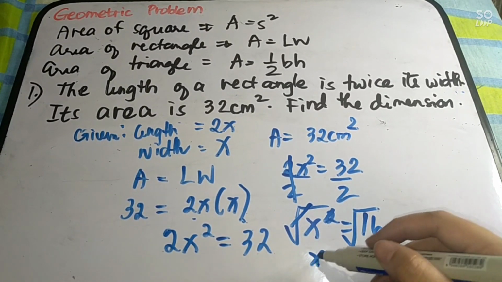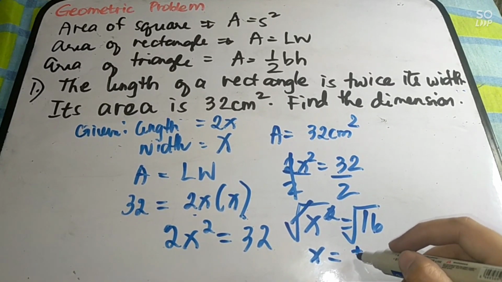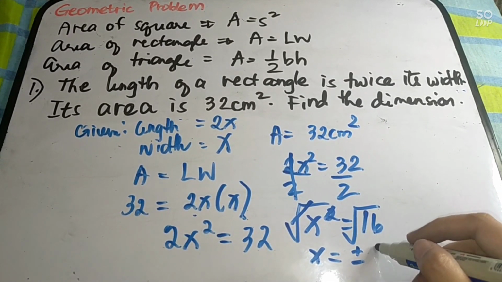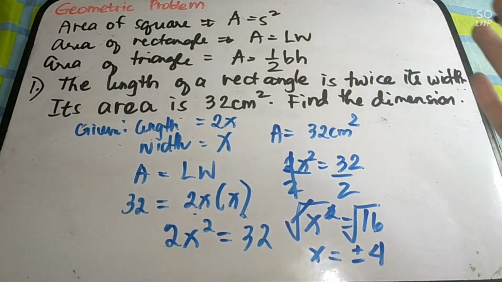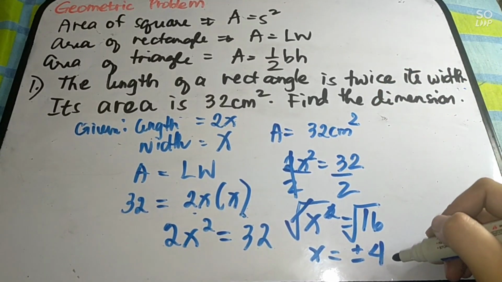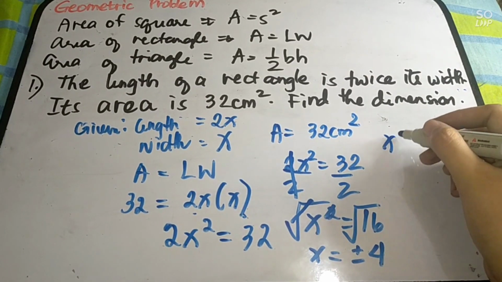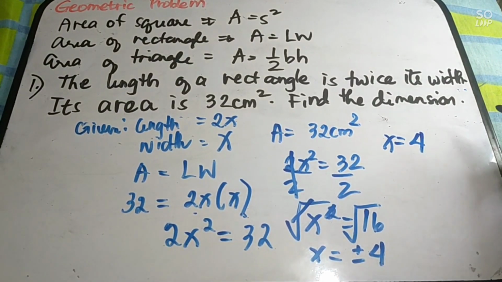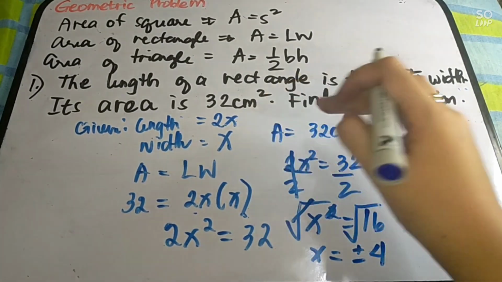So, you have here x is equal to, since extracting square roots, it should be positive and negative. Square root of 16, we have here 4. Pero, ang ating hinahanap ay length at width. Since wala namang negative na length at width, so syempre, ang i-consider nating answer is positive number. Therefore, your x is equals to positive 4 centimeter. Do not forget the unit.